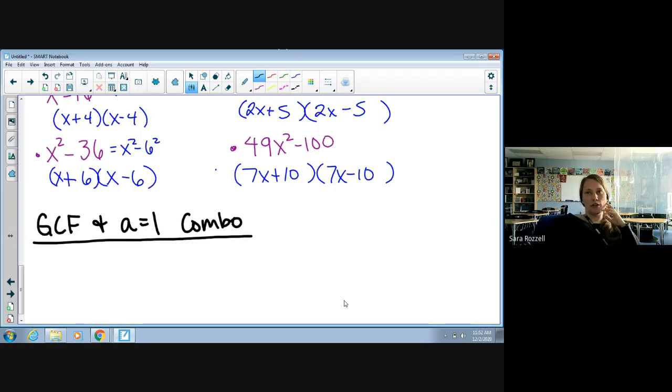The last type that we're going to do today is when we have a greatest common factor and an a equals 1 combo with our trinomials. So we have to notice first that there's something that we can pull out of everything, and then we factor it from there. So it's a combination of the first two things that we did today.